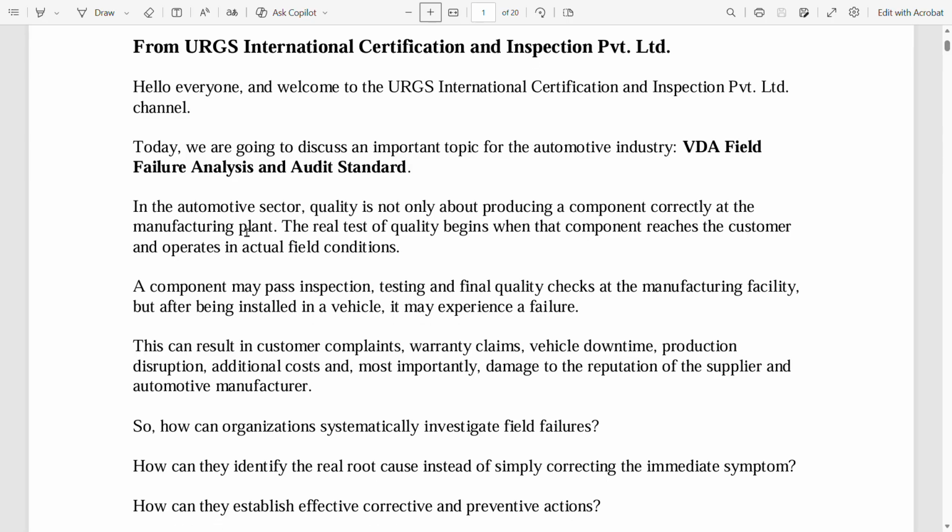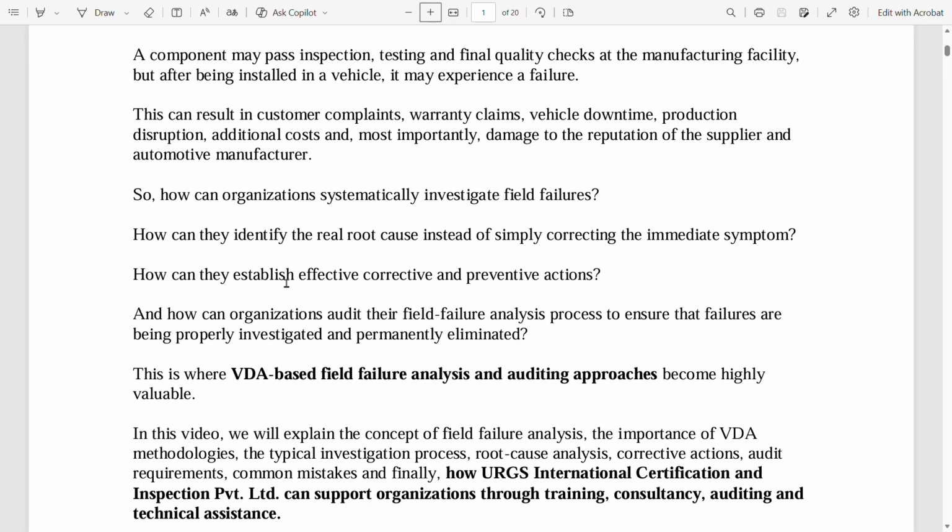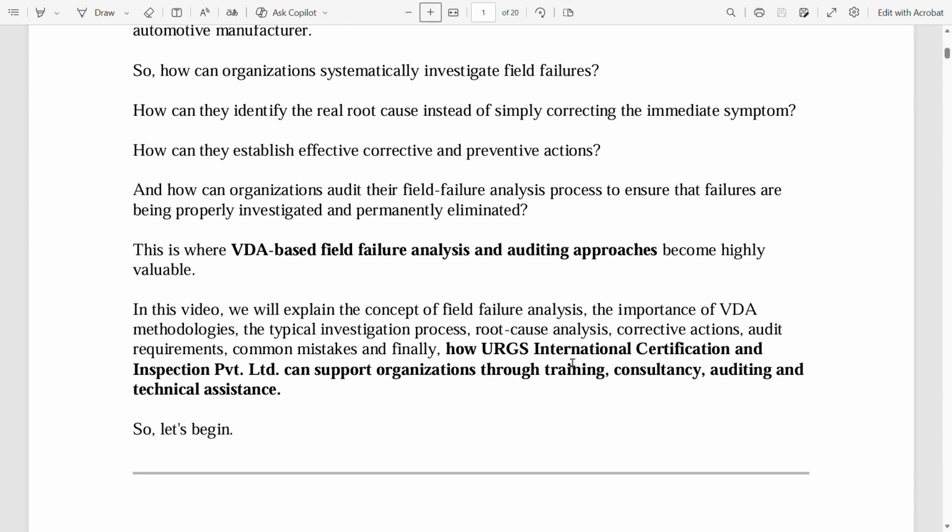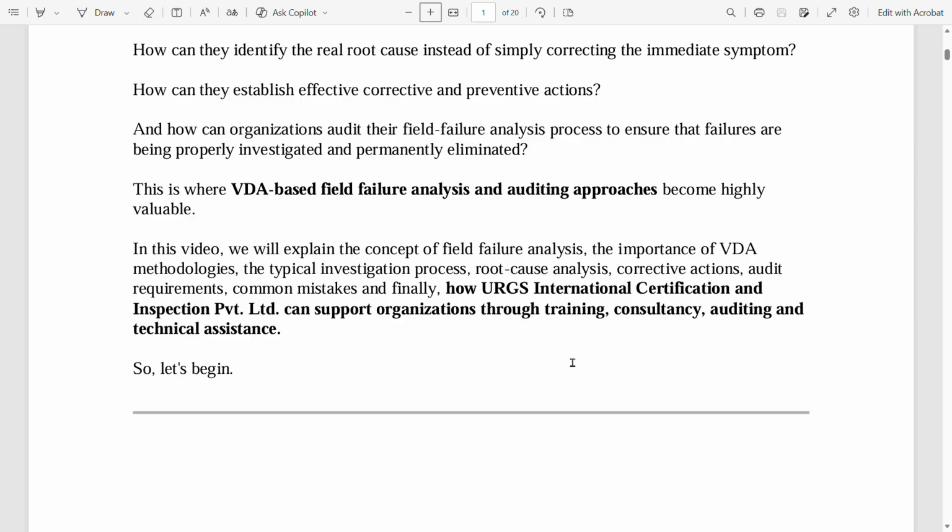So, how can organizations systematically investigate field failures? How can they verify the real root cause instead of simply correcting the immediate symptoms? How can they establish effective corrective and preventive actions? And how can organizations audit their field failure analysis process to ensure that failures are being properly investigated and permanently eliminated? This is where VDA-based field failure analysis and auditing approaches become highly valuable.